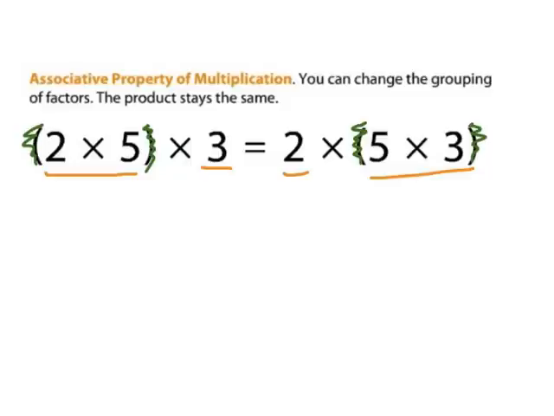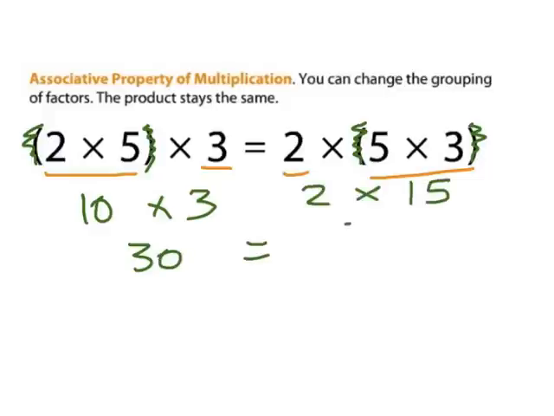Right now, what I would like you to do, let me solve this for you first. 2 times 5 is 10. Bring down my 3. 10 times 3, that's 30. Let's make sure this is true. 5 times 3 is 15. 15 times 2 is also 30. So see how the product stays the same?